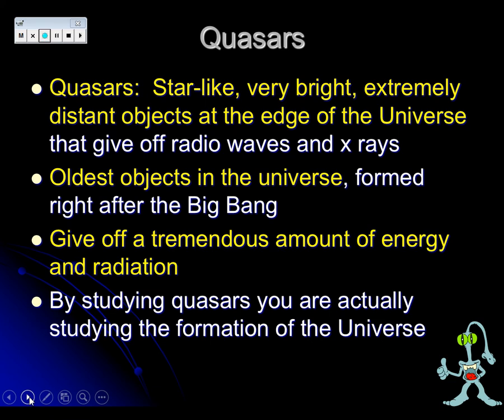Quasars. Quasars are star-like, very bright, extremely distant objects at the end of the universe. They give off radio waves and X-rays, and that's how we know they're there. We are able to take telescopes that literally look just for radio waves and X-rays and all sorts of electromagnetic waves, and we're able to find the quasars this way. We think that they are the oldest objects in the universe. They're the oldest objects known so far, in the universe at least.